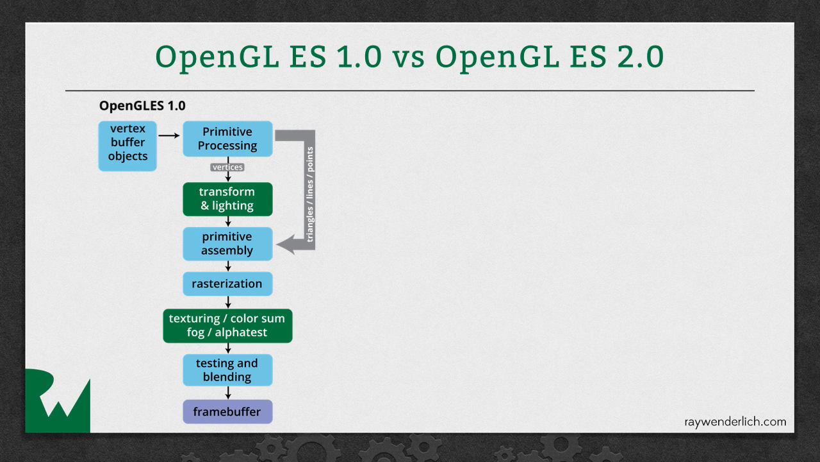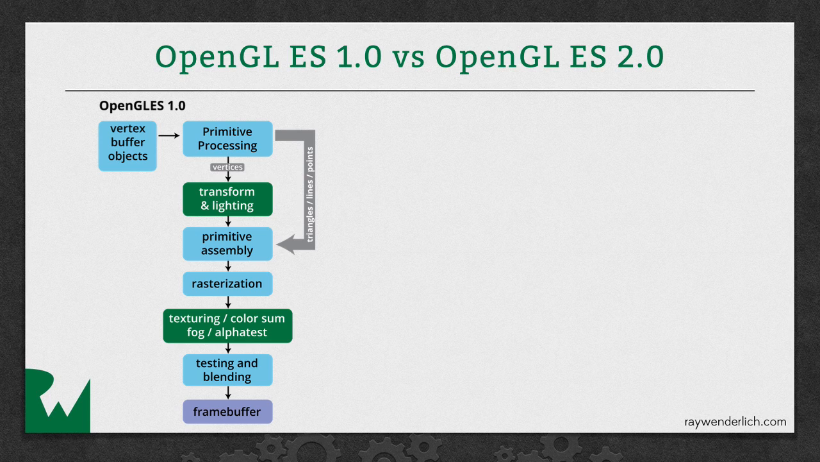All I want you to see right now is that there's two green areas in this picture. The first is transform and lighting, and the second is texturing, color sum, fog, and alpha test. The important thing to understand is that in OpenGL ES 1.0, whenever you wanted to do something that had to do with the areas inside these green boxes, there was a function that let you do that. For example, if you wanted to set a transform, you would call a function to do that. If you wanted to set up a light, there would be another function to set up a light. If you wanted to set a texture, well, there was a function for that, and so on.